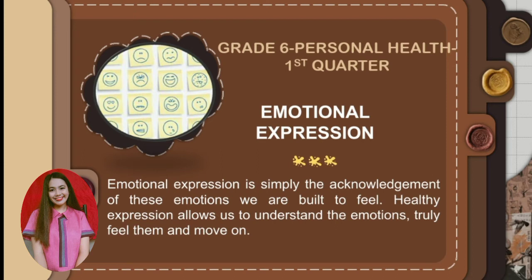Throughout history, emotions have played a big role in human evolution. Going back millions of years, our brains developed emotions to pass along responses to certain events to help preserve the species. It's why seeing a predator naturally makes us feel fear. So, we know we need to run to save our lives. Emotional expression is simply the acknowledgement of this emotion we are built to feel, as I said earlier.